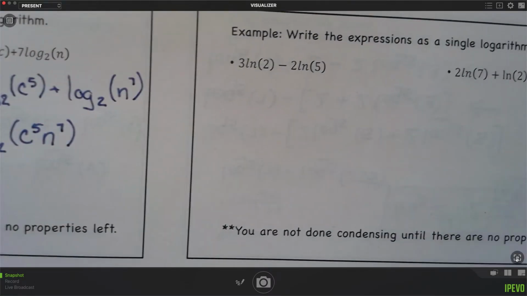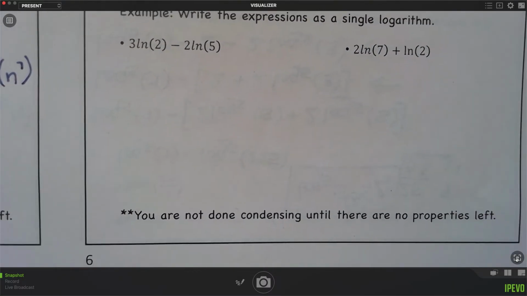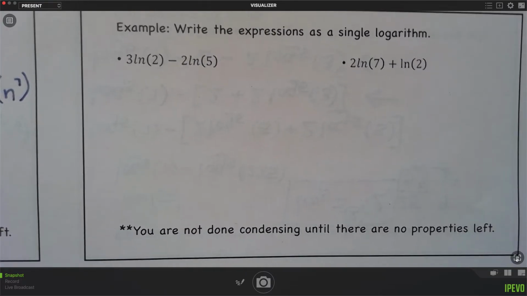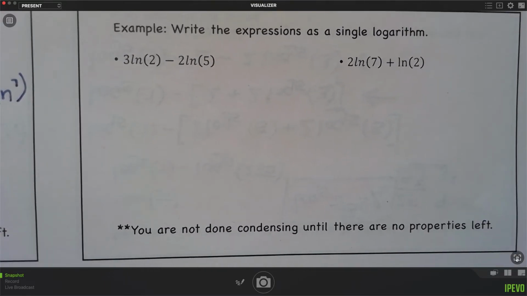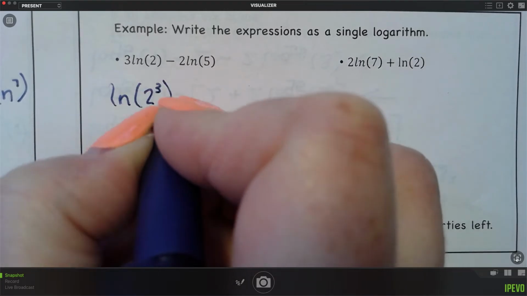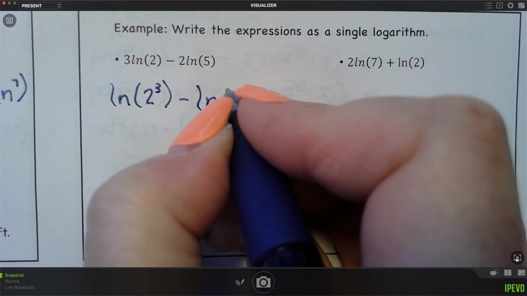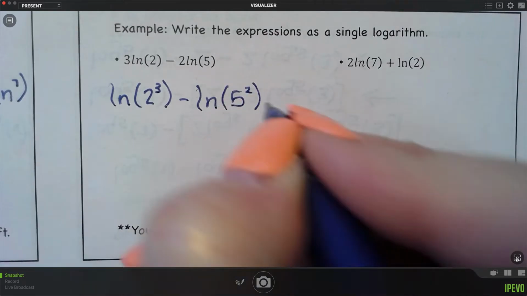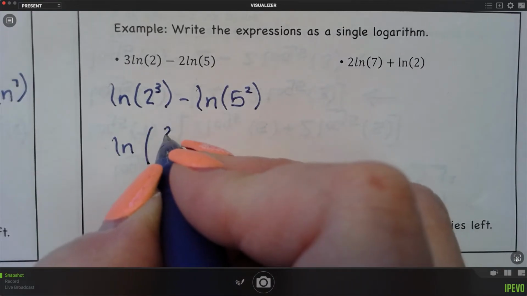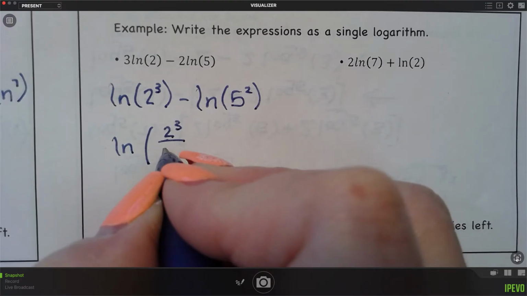Now, two more. They look a little different. Do you think I do them any differently? No. First one's good. First one is division. You're right. Quotient property. And what other properties? There's one other property. The power property. So the natural log of 2 cubed minus the natural log of 5 squared. So it's the natural log of 2 cubed over 5 squared, and you're not done.